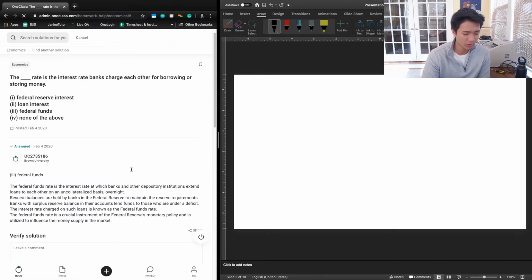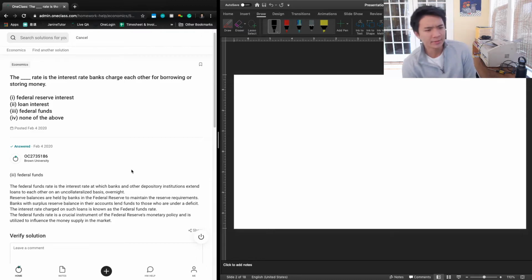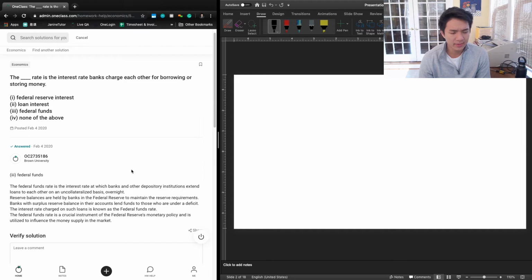So the next question says, the blank rate is the interest rate that banks charge each other for borrowing or storing money. One is Federal Reserve interest, two is loan interest, three is the federal funds rate, and four is none of the above. And so, I think this is really just a definition-based question. We just have to be very familiar with the terms for some of the tools of monetary policy. And so if we're familiar with those definitions, we know that the answer here is going to be three.